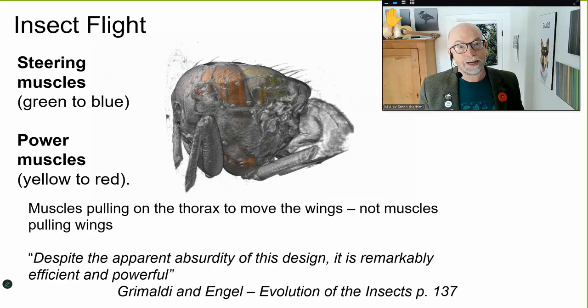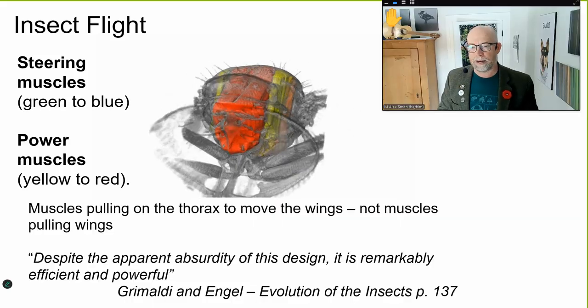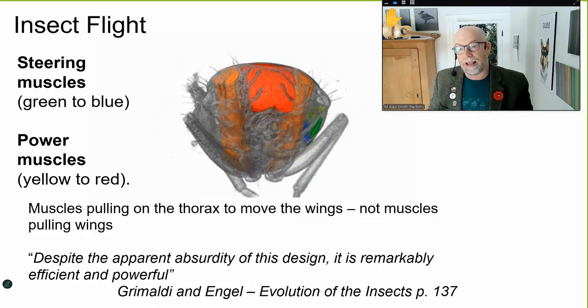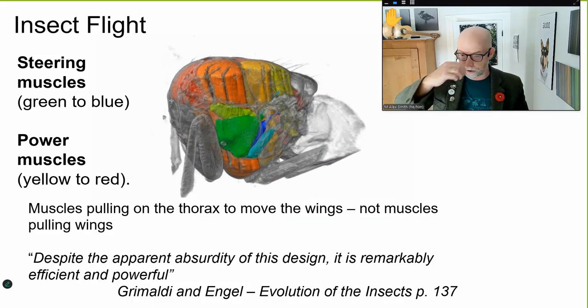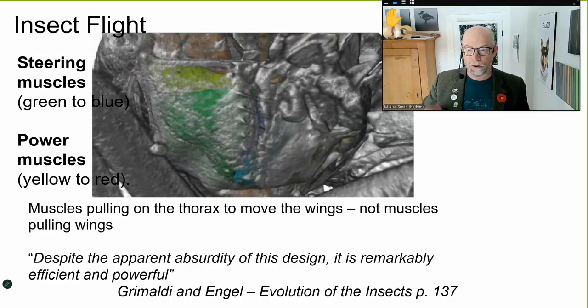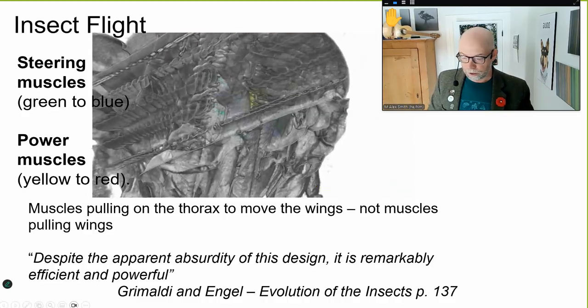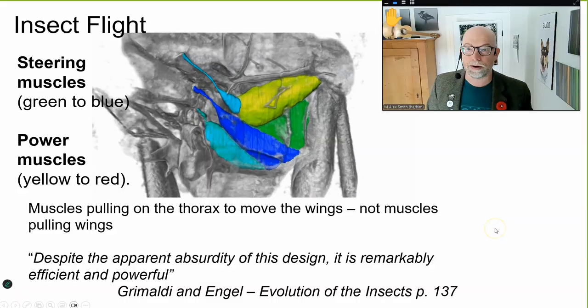So a classic entomological text describes this as an absurd design, but one that ends up being, despite the apparent absurdity of the design, remarkably efficient and powerful. So muscles pulling on the thorax to move the wings, not muscles pulling the wings, for the majority of insect lineages.